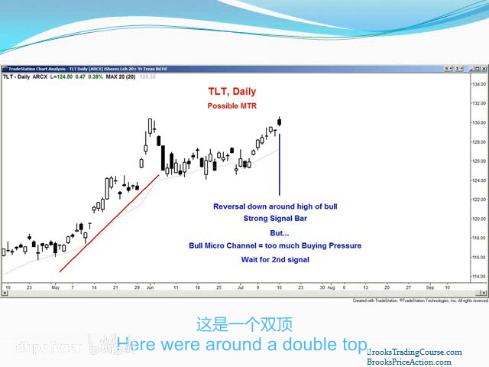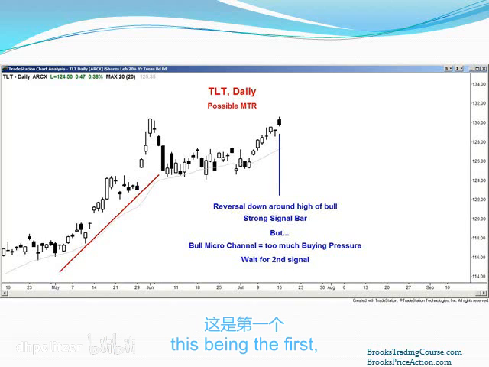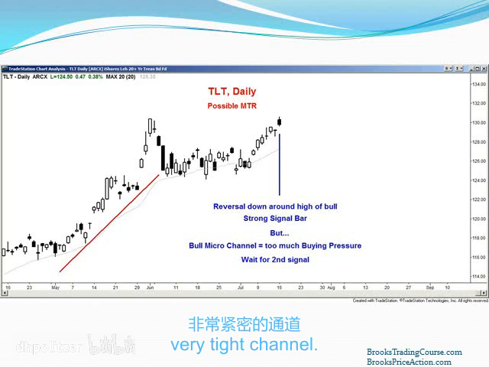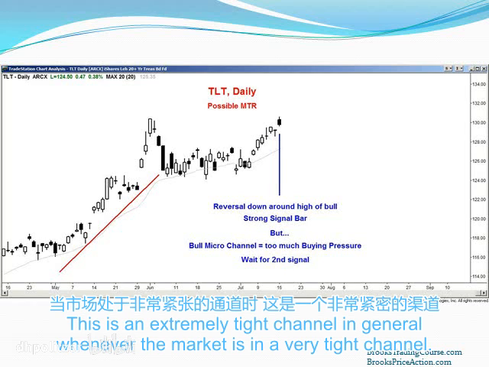Here we're around a double top, and this would be a second entry short, this being the first. And we have a decent bear bar. You can argue that the micro channel is extremely tight, and it is. It's a very, very tight channel. We had a micro channel here, a breakout, and now a pullback back into the channel. This is an extremely tight channel.